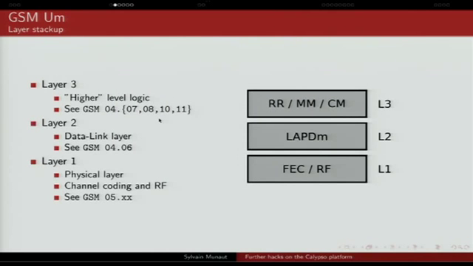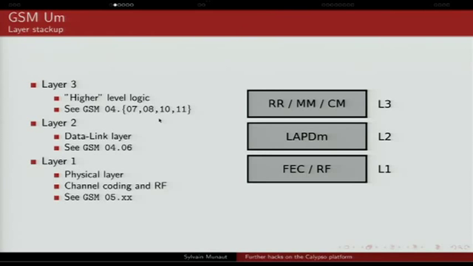So if you look at the air interface, this communication over the air, it's of course decomposed into different layers. The top layer is layer 3. It's itself decomposed into several sub-layers like resource management, mobility management, call management, and it's basically all the high level logic of the phone. There is the specification reference in case you want to read them.